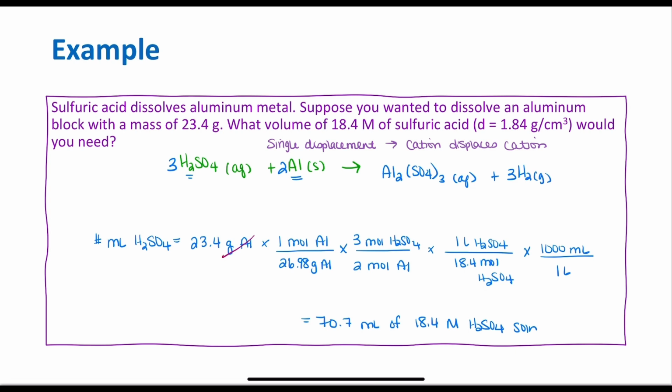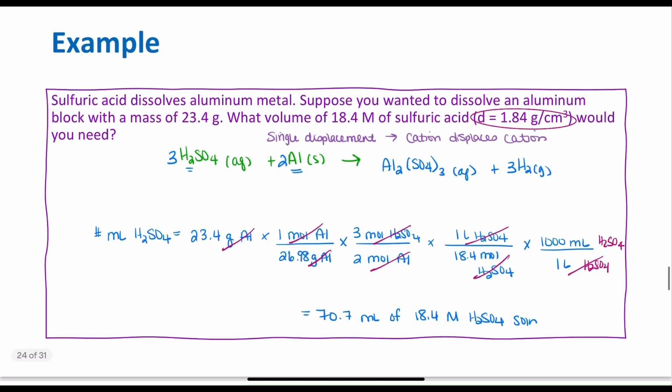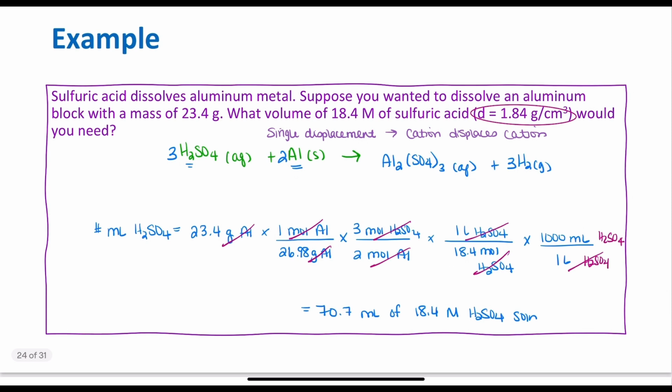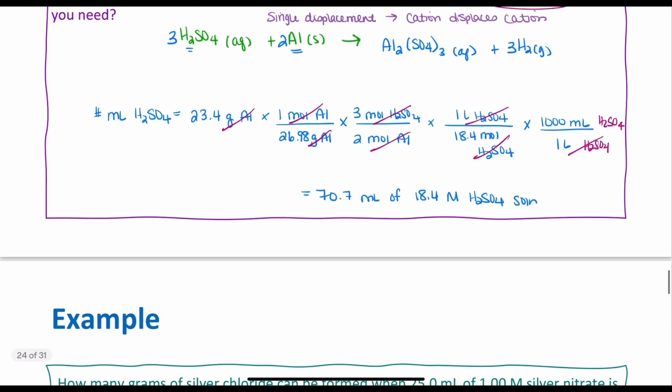Check to make sure your conversions are right. Grams of aluminum, moles of aluminum, moles of sulfuric. Molarity is moles per volume of whatever you're dealing with, but here we've got sulfuric. Liters of sulfuric, you get moles of sulfuric. It did give me the density in the question. Why? Useless information for this question. We don't need the density here. I just need 70.7 mils of that 18.4 molar sulfuric to dissolve 23.4 grams of an aluminum block.